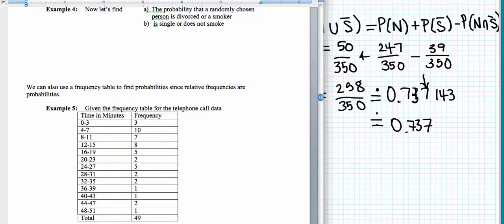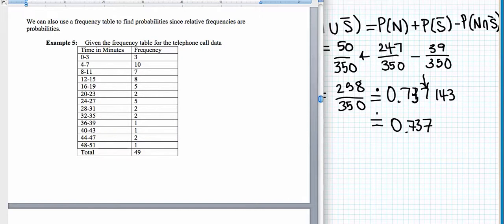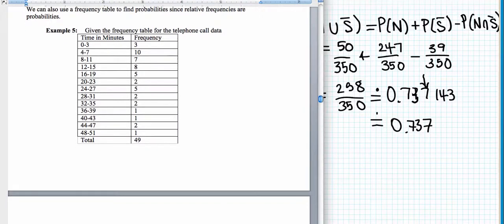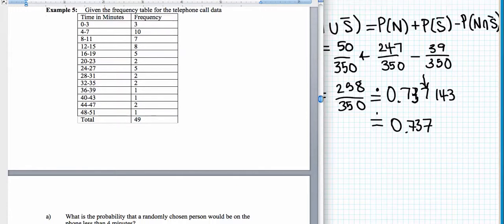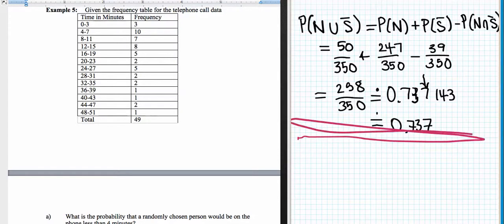And this is a nice thing to look at because that's not what we were seeing in the two-way tables. So we can compare and contrast ideas where we have mutually exclusive events versus not mutually exclusive events. So let's see if I can get this question on here. What's the probability that a randomly chosen person would be on the phone less than 4 minutes? Well, I'm going to put this in red just as a dividing line here so we can see that we have a different problem going on.